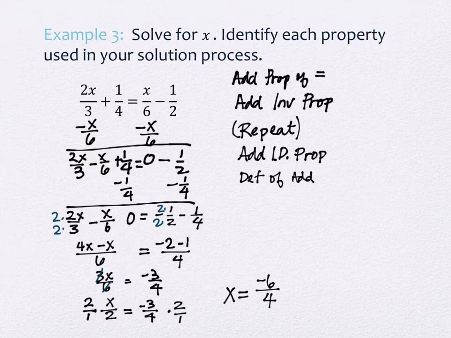Can't quite leave it there. There is a little problem. What do I need to do before I'm finished? Yeah, I need to simplify. So this will be divided by 2, each of them. So my x is actually equal to negative 3/2.